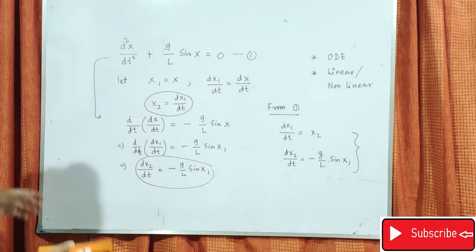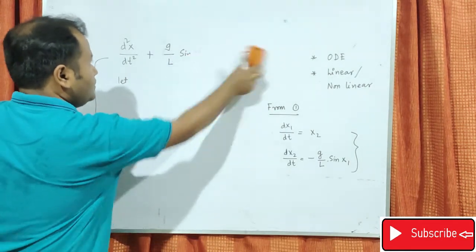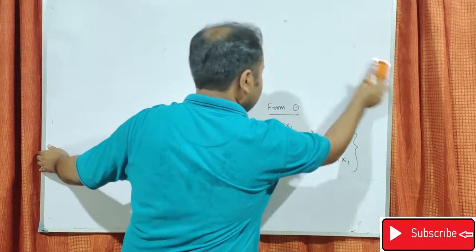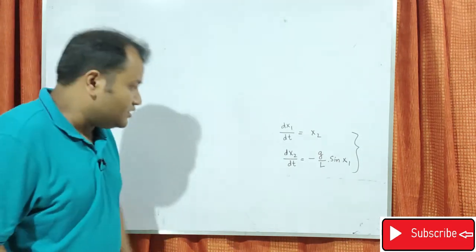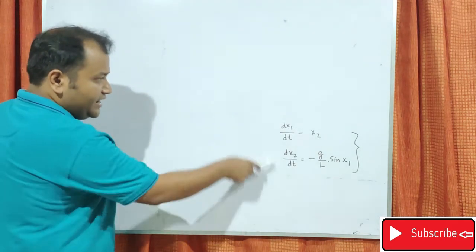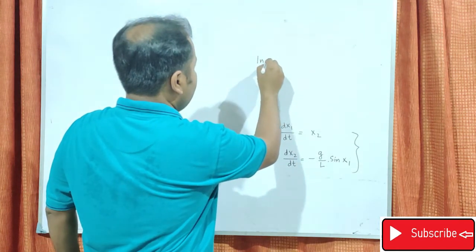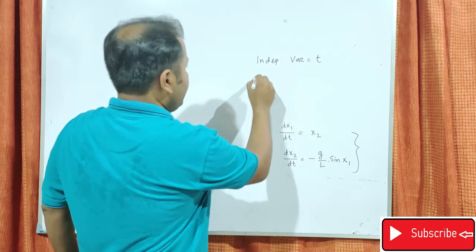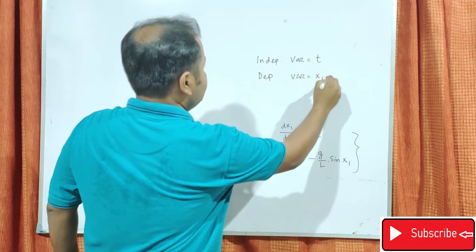Very interesting things are there in this topic. If I concentrate on this one, you see here how many independent variables are there. The independent variable is t and the dependent variables are x1 and x2.